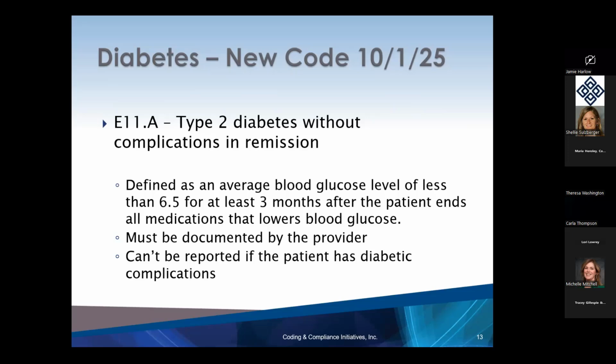So this type of patient, they've been seeing you for diabetes, they've now gone off of their medications for at least 3+ months. Their hemoglobin A1C has been less than 6.5 for 3 months, and they don't have any complications related to the diabetes. Then you could report E11.A as a type 2 diabetic without complications, in remission. You would not report E11.9 anymore. This would take the place of the diabetic code to let a payer know that they were a diabetic and now they're in remission.